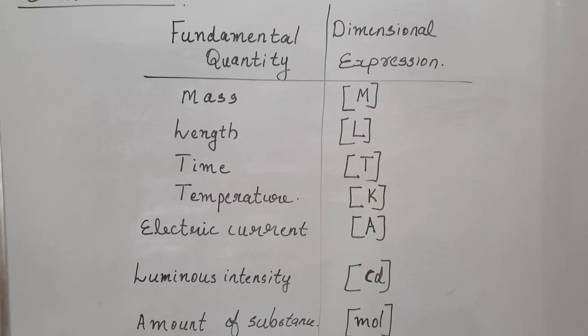Here it is the same as Kelvin. Okay. Then for luminous intensity, we have cd, small letters cd within square brackets. And last one, amount of substance, that is mole. So these are the dimensional expressions of various fundamental quantities which we have discussed. Now, in terms of these expressions, we will be representing the dimensional expressions of different derived quantities. That's what we are going to discuss next.